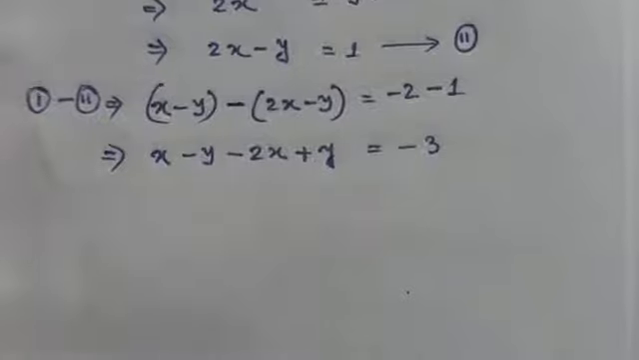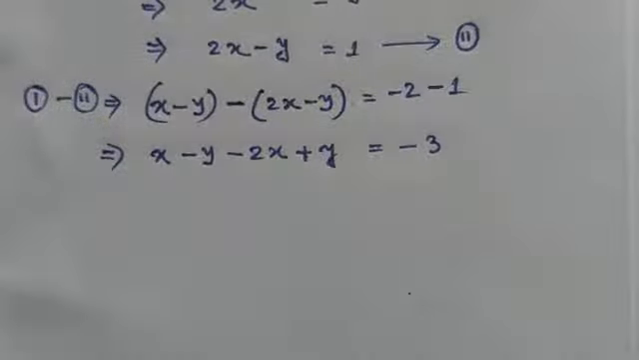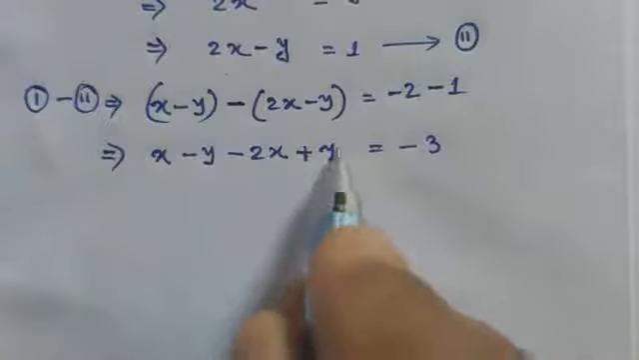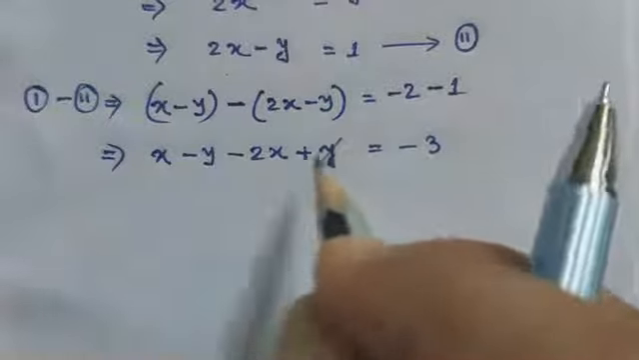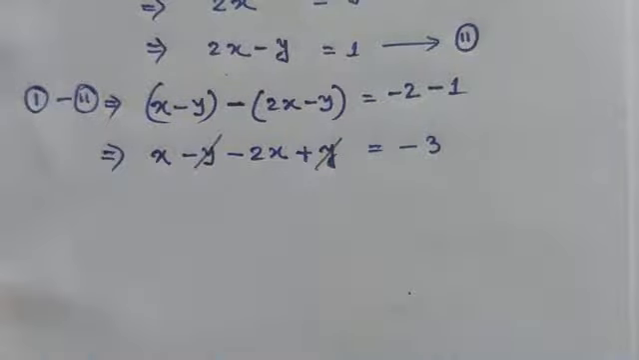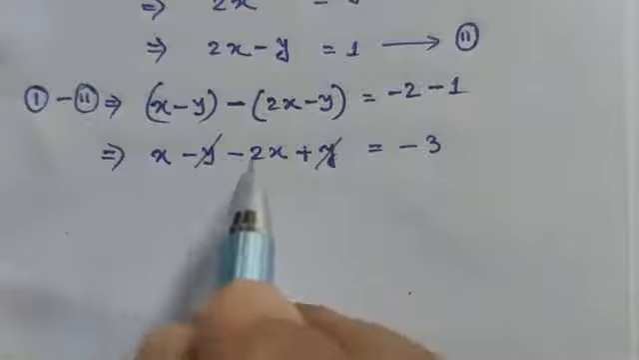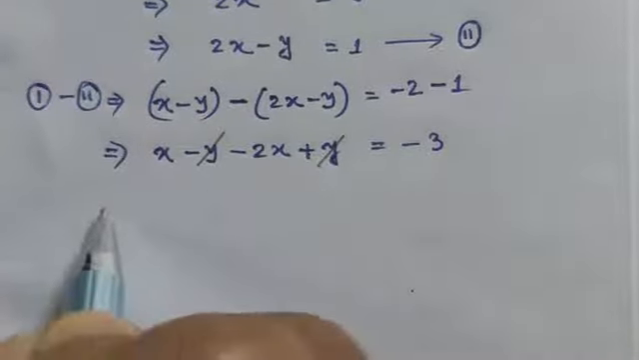Now observe the equation carefully. This is positive y and this is negative y. If you observe it carefully, there is positive y and negative y. You can cancel positive y and negative y.